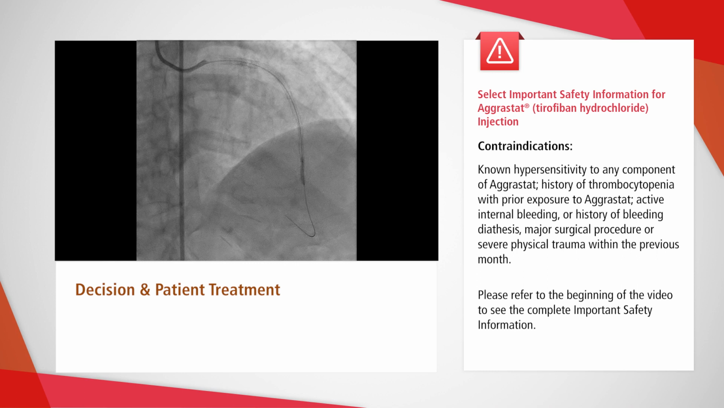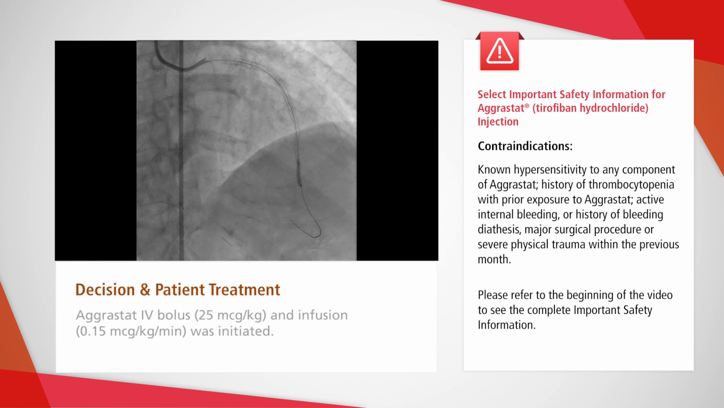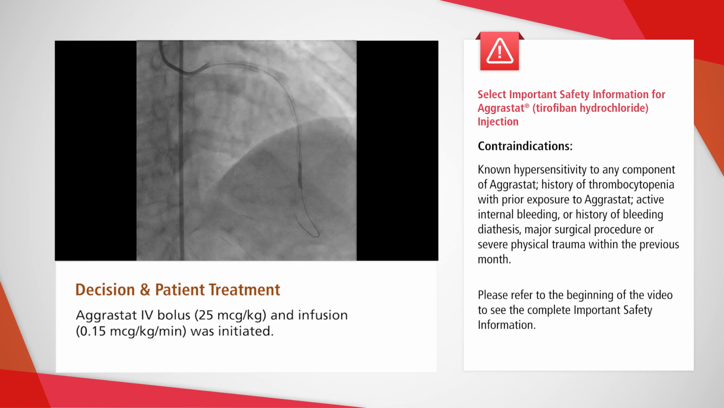This is how we proceeded to management and getting resolution of the thrombus. We administered a bolus of Aggrastat of 25 microgram per kilogram. Following that, we started the patient on an infusion of 0.15 microgram per kilogram per minute. After this was started, we advanced a 2.5 by 12 millimeter over-the-wire balloon to the distal LAD.